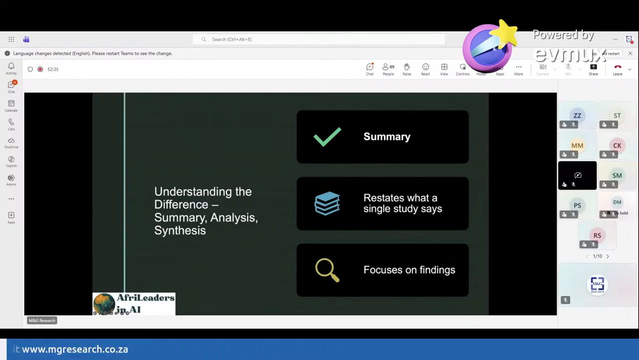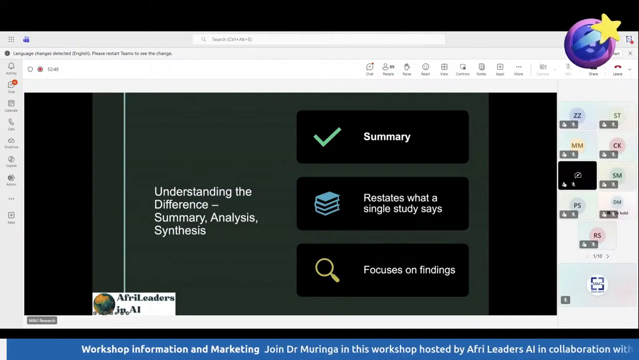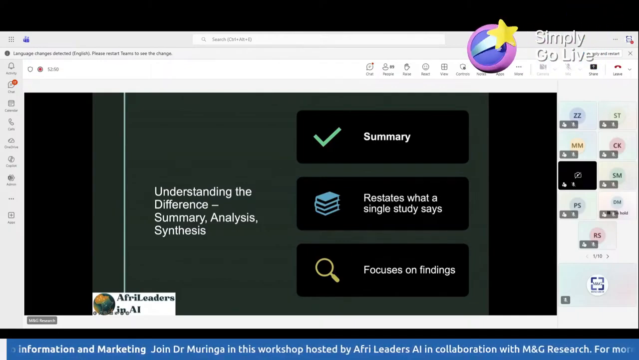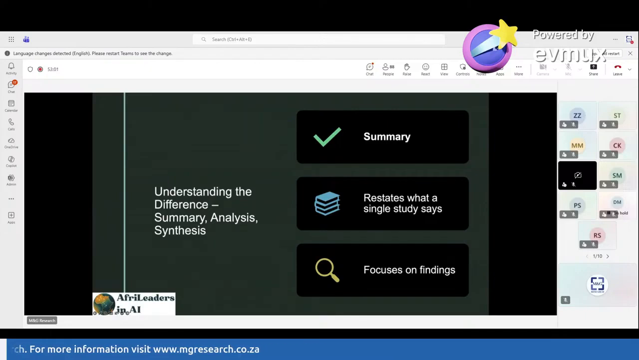What most people present for examination or to their supervisors at face value is a summary of what has been done before. You're just summarizing literature. Then some, and I'm confident to say very few, provide an analysis. And very few provide a synthesis of the literature that has been done.